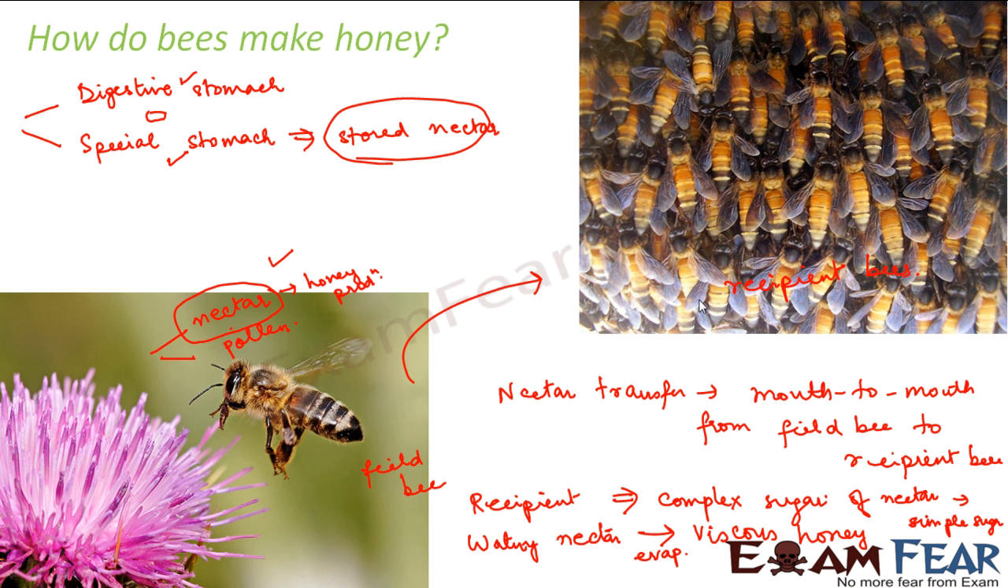There it is greeted by the recipient bees and the nectar is transferred mouth to mouth from the field bee to the recipient bee. These recipient bees then convert the complex sugars of the nectar into simple sugars. So this simple sugar nectar is a watery nectar now. This watery nectar in due course of time by evaporation due to the high temperature which is maintained in the hive gets converted into the viscous honey. Right? So I hope it was interesting to know how bees make honey.